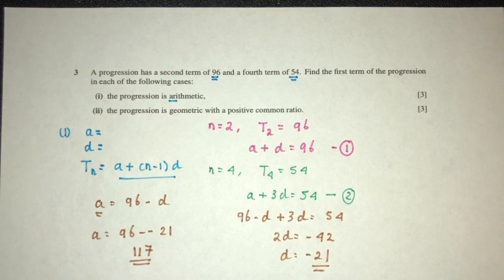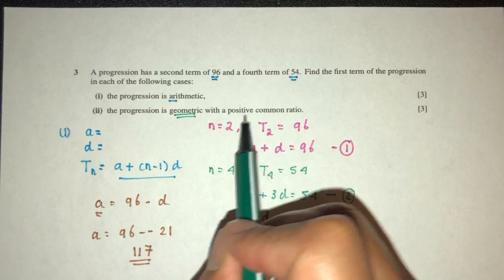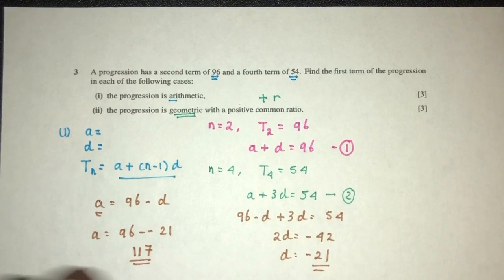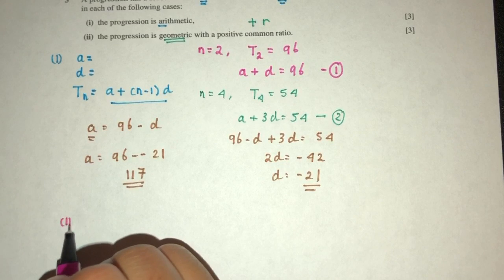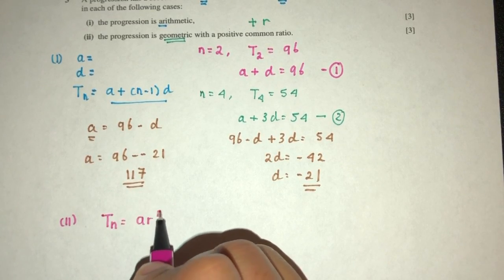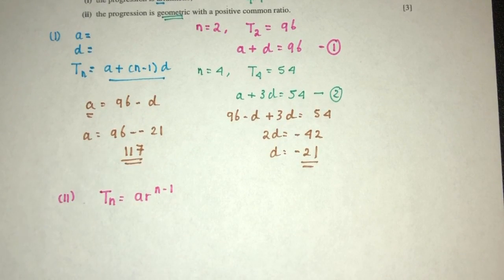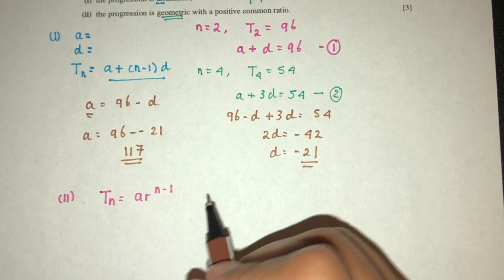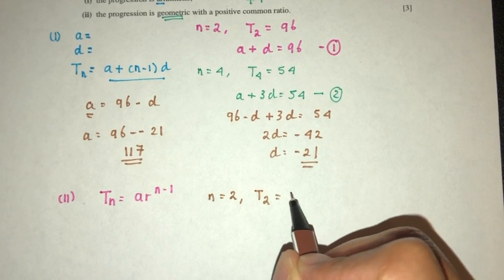First one is 117. Now, if the progression is GP with a positive common ratio, let's find that. Now, we understand that for GP we have different equations, right? Different formulas. We know that the nth term has to be a r to the power n minus 1. So we are given the same thing here, same kind of thinking, right? N is equal to 2.